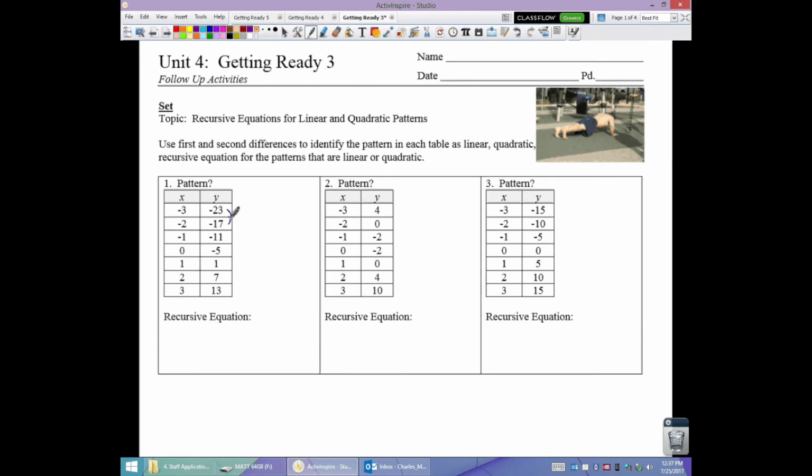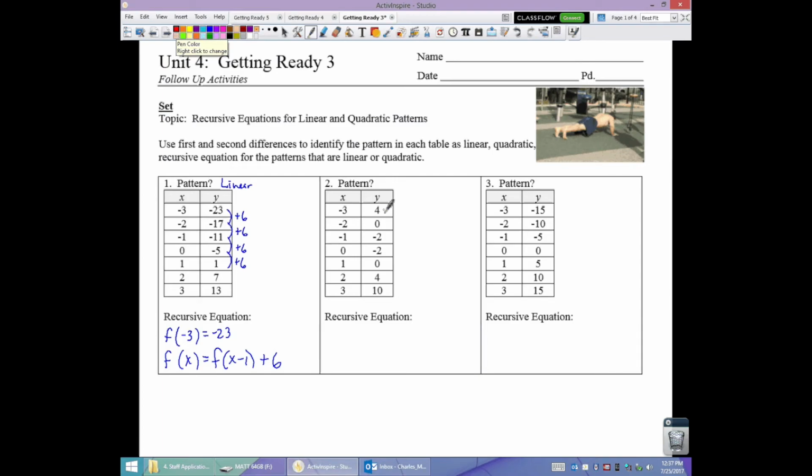From negative 23 up to negative 17, here number one is going up 6. Then up another 6, another 6. So in this one, this pattern is linear since it has a constant rate of change. So our formula is, again, we always have to come up with some place to start. So f of negative 3 is negative 23. And the next f of x is found by adding f of x minus 1 plus that constant rate of change.